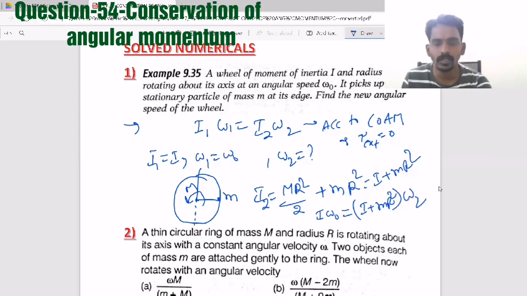So this way, once you understand the question, you know the initial values, the final values, and which one they are asking to find. And if you can find the moment of inertia of a point mass or regular body, only then can you apply conservation of angular momentum. That's why in the entire rotational motion, whatever the topic, the very first thing is you should know how to find the moment of inertia.